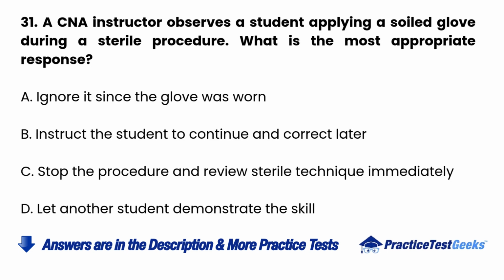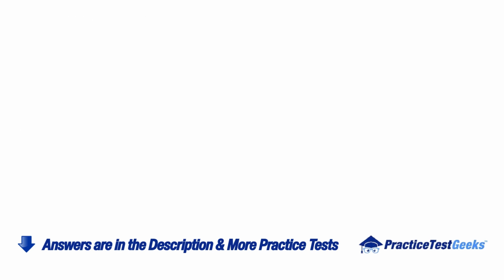31. A CNA instructor observes a student applying a soiled glove during a sterile procedure. What is the most appropriate response? A. Ignore it since the glove was worn. B. Instruct the student to continue and correct later. C. Stop the procedure and review sterile technique immediately. D. Let another student demonstrate the skill.